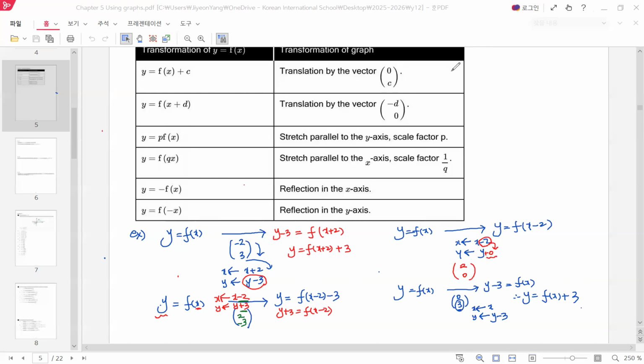So if the translation vector is written as (m, n), then instead of x, write down x and change the sign, x minus m. Instead of y, write down y minus n. Then y minus n equals f(x minus m). Therefore, y equals f(x minus m) plus n is the new equation, which is translated by the vector (m, n).